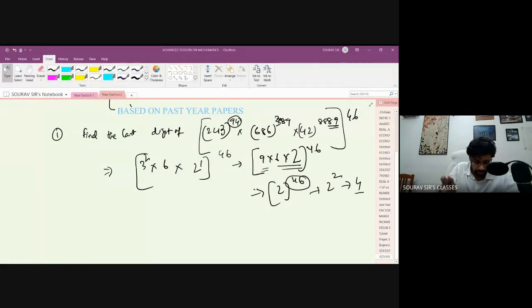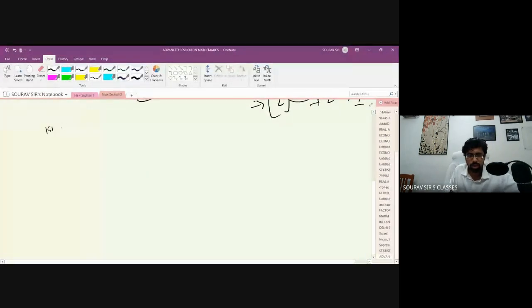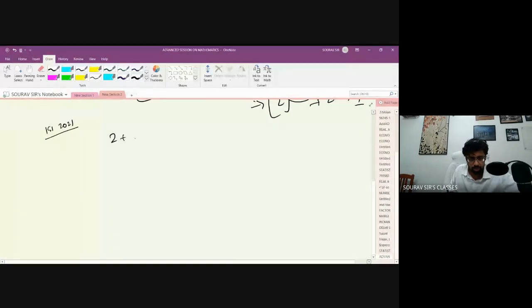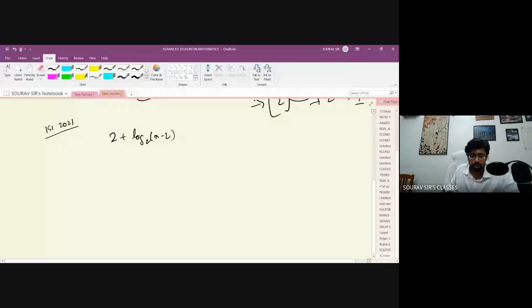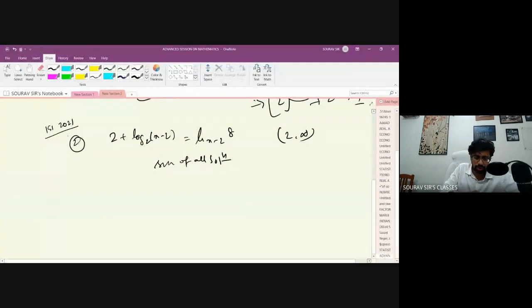Okay, here we go. This question is from 2021 paper, I think. So this says that the sum of all solutions 2 log 2 x minus 2 log of x minus 2 8 in the interval 2 to infinity, sum of all solutions. This is a very interesting question. So how to find the sum of all solutions?